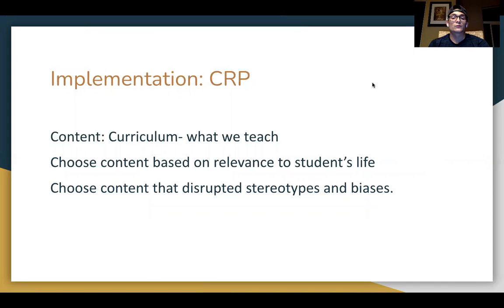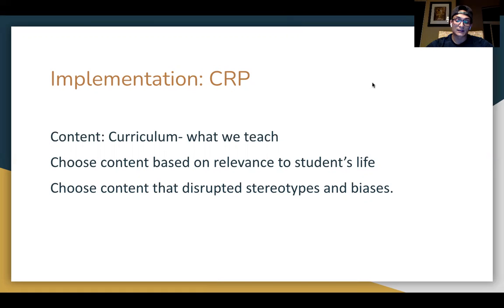So I've learned through culturally responsive pedagogy that there are 3 keys to implementation. The first key is content, which is the curriculum and what we teach our students. I learned that we choose content based on relevance to the student. We have an easier way of connecting the information we're trying to teach to the children for them to learn. So, just building a connection from the content to the student, and choosing content that disrupts stereotypes and bias.